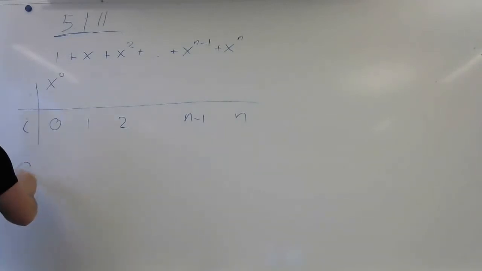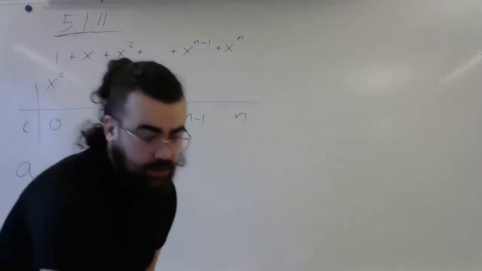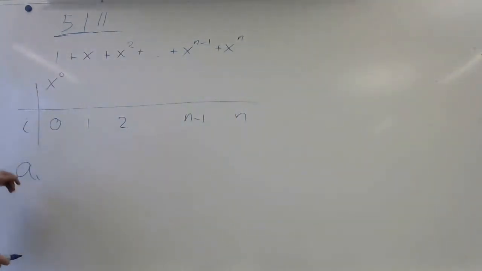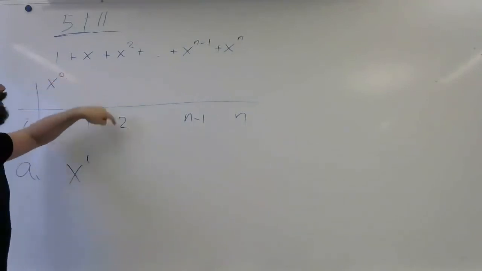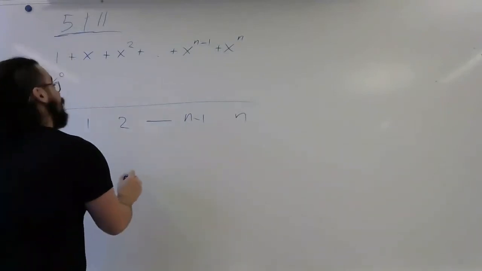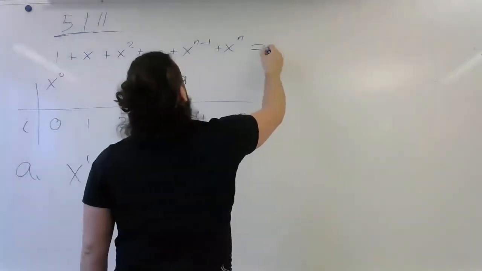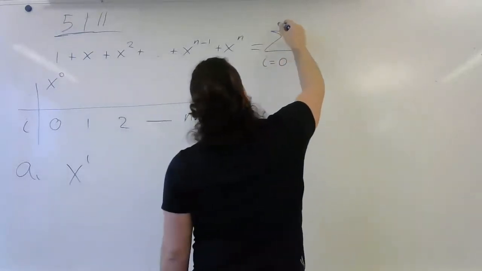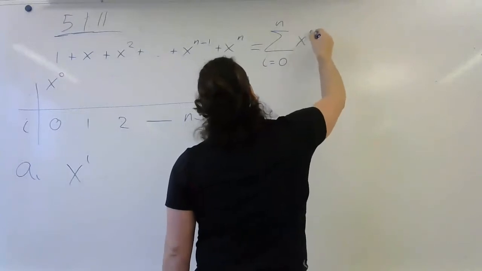And here is the term that we are going to call a sub i. I'm just hoping this is visible on the whiteboard. Yes. The term of this succession, which we will call a sub i, is x to the power i. The term 0 is x to the power 0, the term 1 is x to the power 1, term 2 is x to the power 2, etc. So our sum is the sum from i equals 0 to n of x to the power i.